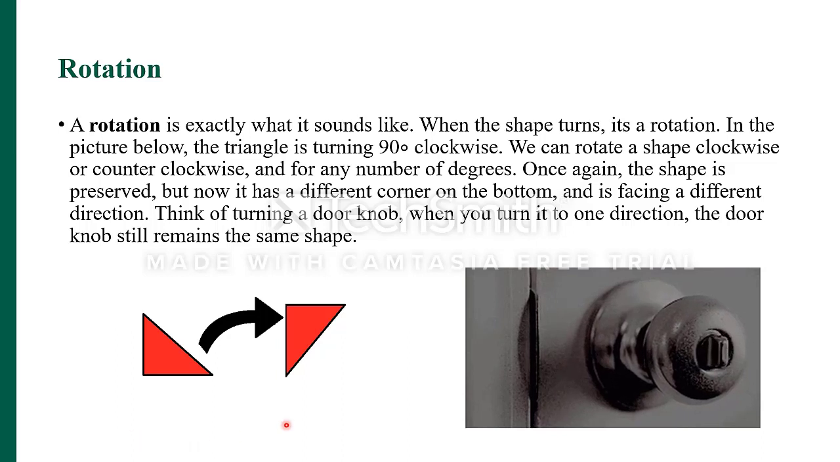Here I just took the example of a triangle and the knob. This triangle is making a turn of 90 degrees in the clockwise direction, whereas this doorknob is rotating 180 degrees in the anti-clockwise direction. Even if this knob is changing its direction or trying to rotate, it is not changing its shape or size. It is fixed and it is the same as it was.